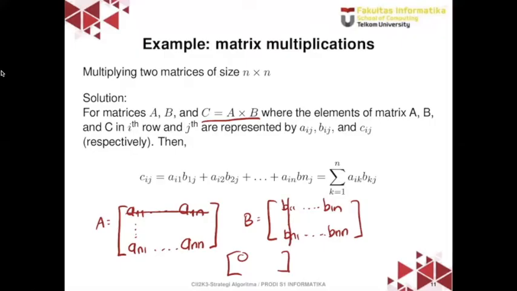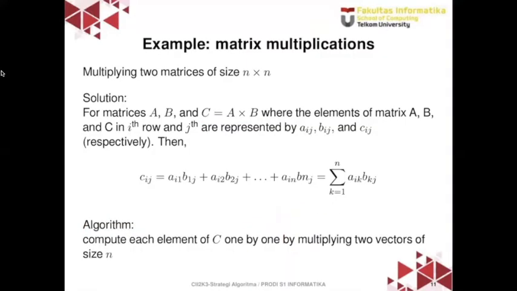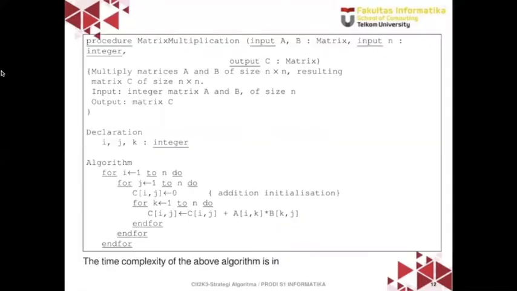So basically every element we have here in C is the multiplication of two vectors of size n. So the algorithm will be to compute each element of C one by one by multiplying two vectors of size n. This is a pseudocode for that. Here we need to do the multiplication for each row we have, considering each column we have, and then we find the value of Cij by adding the multiplications we have for the vectors.